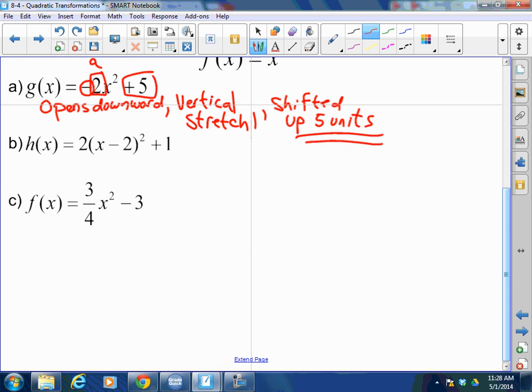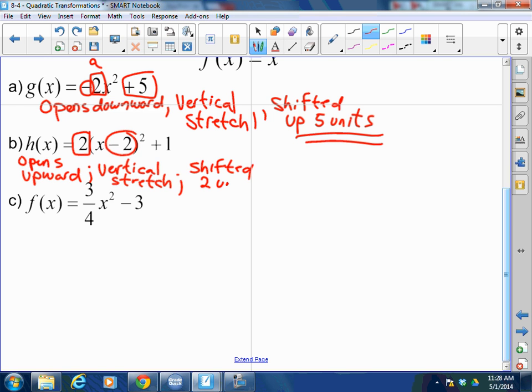First of all, what does this 2 tell me as the A? It definitely opens upwards. What else does that A tell me? It's a vertical stretch. Very good. Not a compression, but a stretch. What does this negative 2 here tell me? You shifted it 2 units to the right. And what does this positive 1 outside of the parentheses tell me? You shifted it up 1 unit.